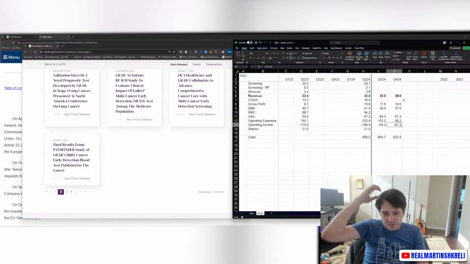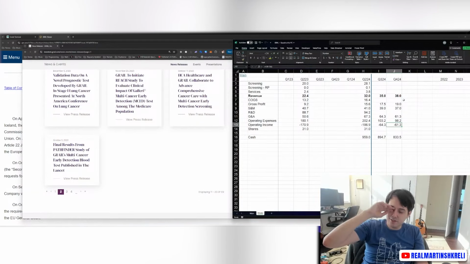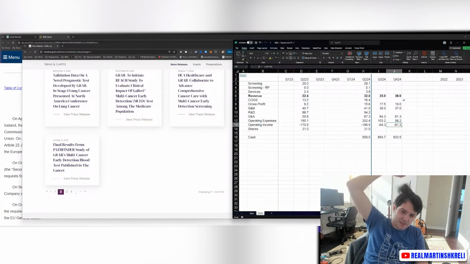Okay, with the Shkreli cost reduction plan, they can get their expenses down.